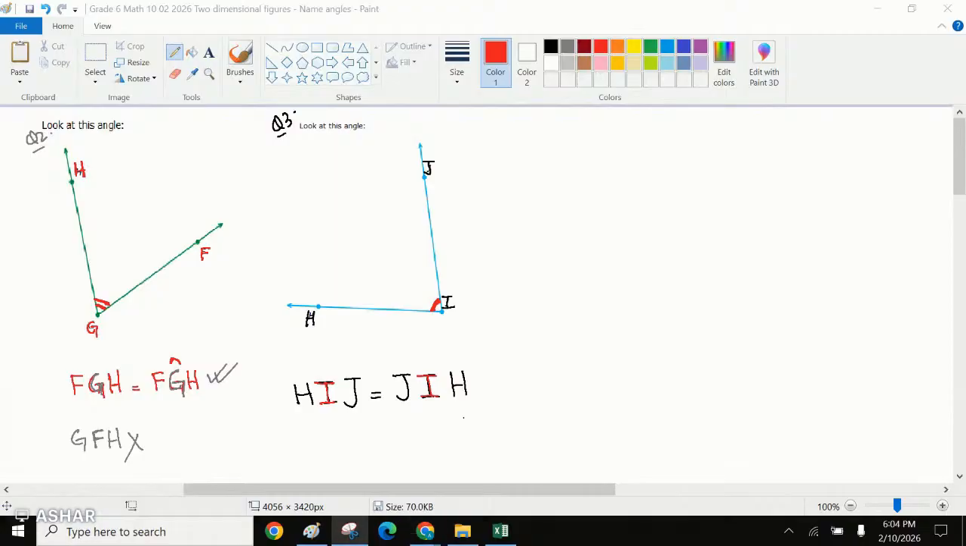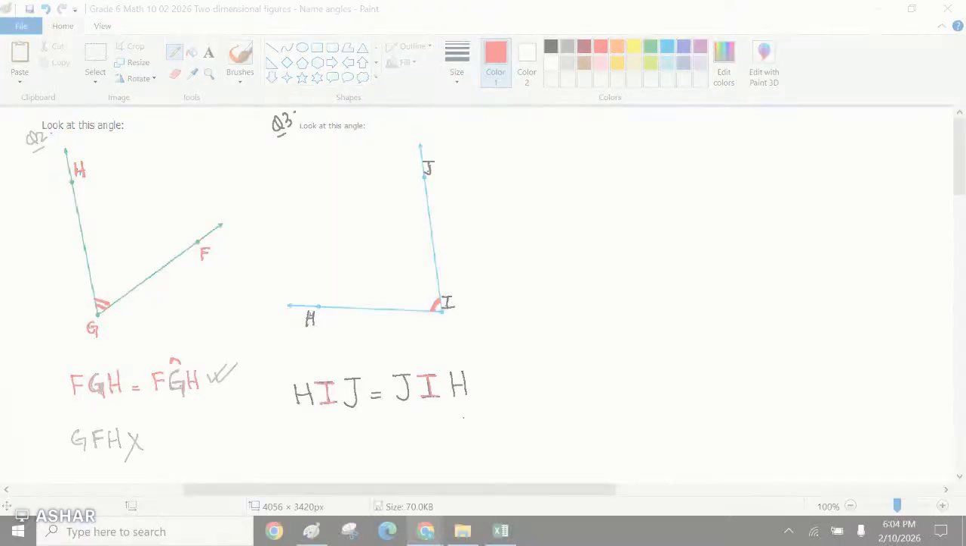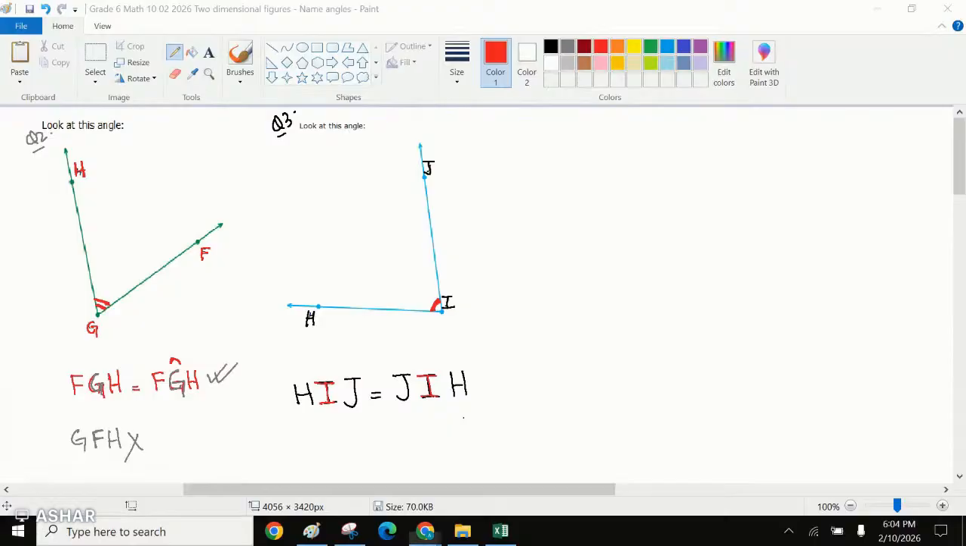Okay, moving ahead to the next question. So the next question says, okay, J-I-H, perfect. Okay, one more thing you need to remember. Princely, you wrote in small letters, right? J-I-H. The angles would always be written in capital alphabets, right? It has to be capital. It has to be J-I-H in capital.